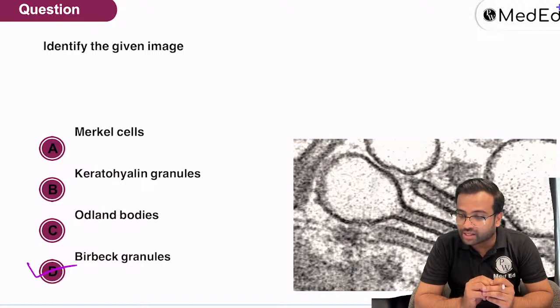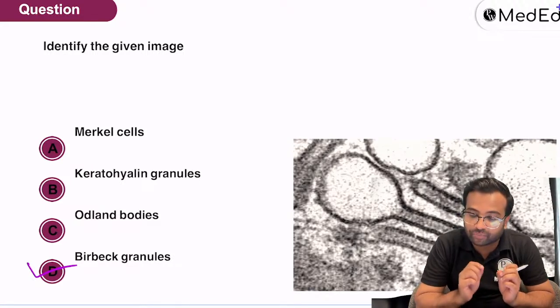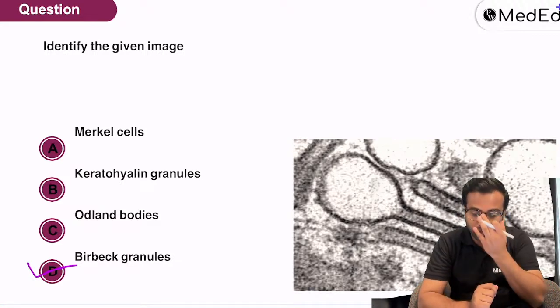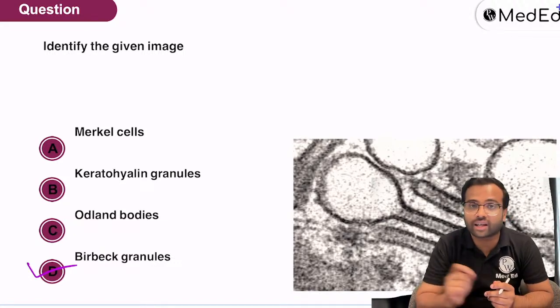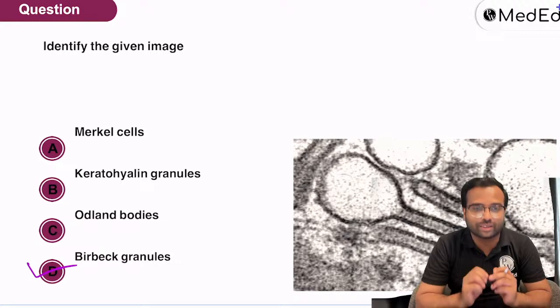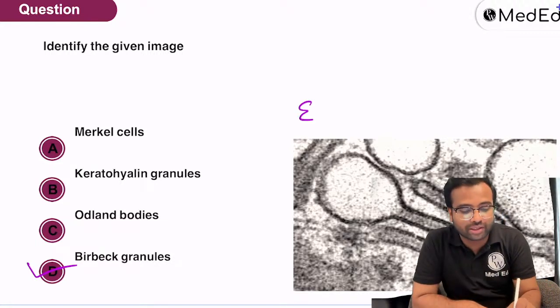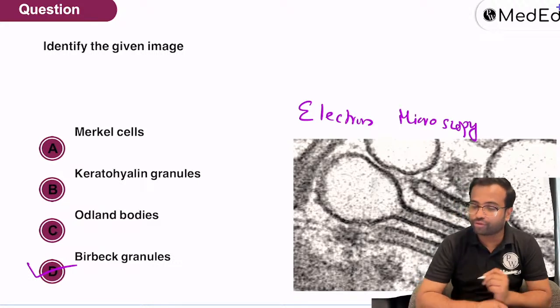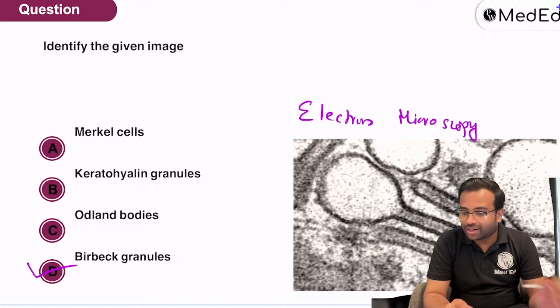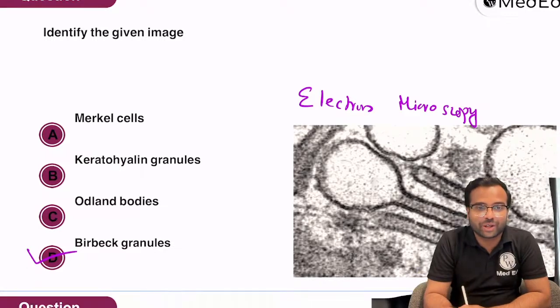So Gaurav is answering that this is our tennis racket shaped cells or Birbeck granules. Yeah, Rashmi is answering that this is seen in Langerhans cell histiocytosis. Amazing. So all these are right. And please remember, this is an electron microscopy finding. Okay, this is the electron microscopy finding. Amazing. Okay, right on the spot. Very, very good answer.